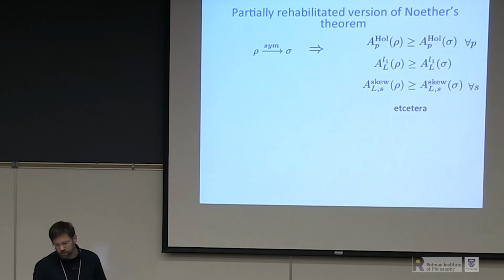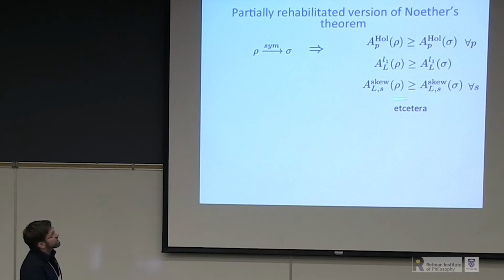But let me just focus on rehabilitating Noether's theorem, overcoming those deficiencies. So now when you say, suppose rho can go to sigma by symmetric operations, you can immediately infer a bunch of necessary conditions. So for any one of these measures of asymmetry we've derived, if this is true, then that measure should be non-increasing. Now these are monotonicity constraints. They're true even for open system dynamics.